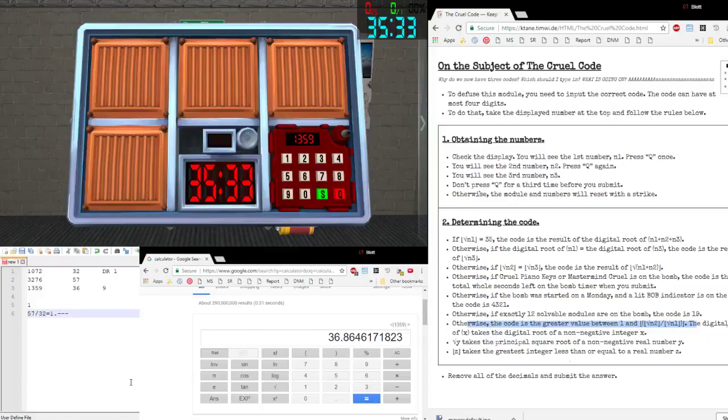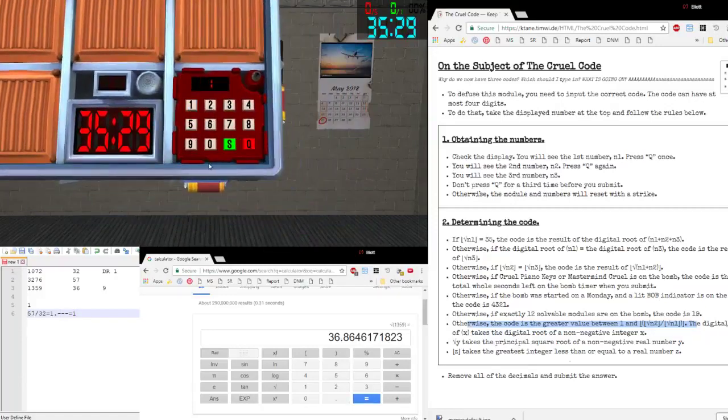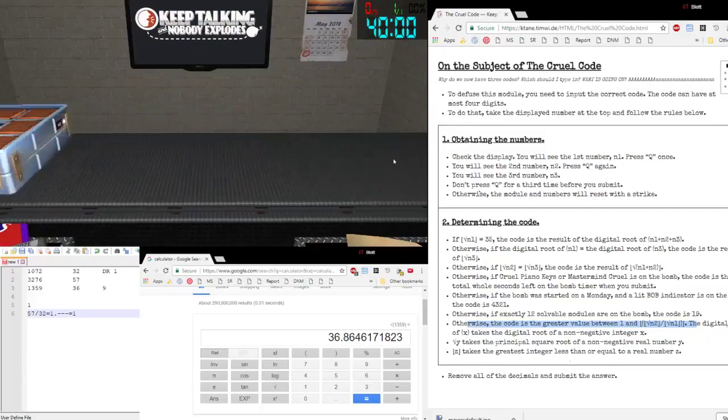And then we're going to floor that, which becomes 1. So my answer for this one is 1. Let's look at another one.